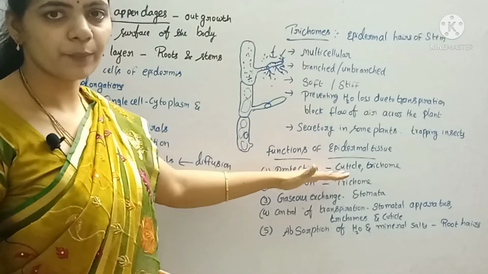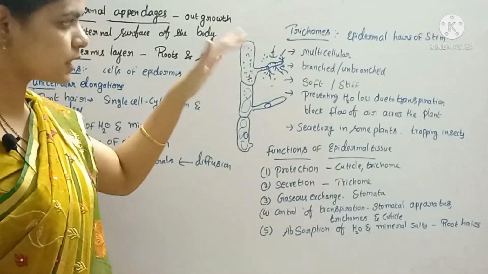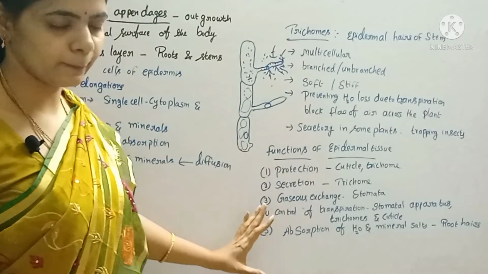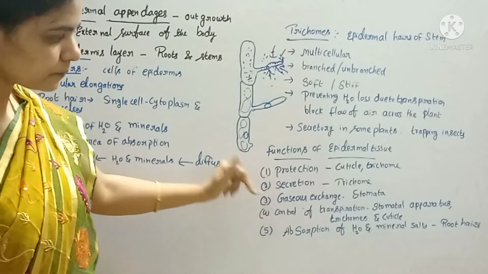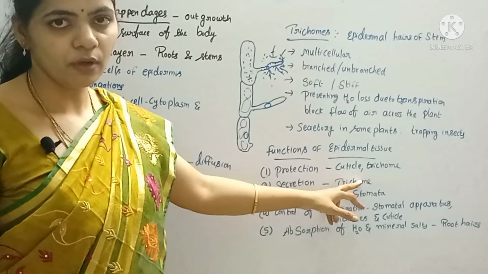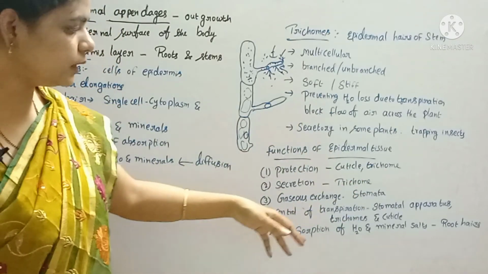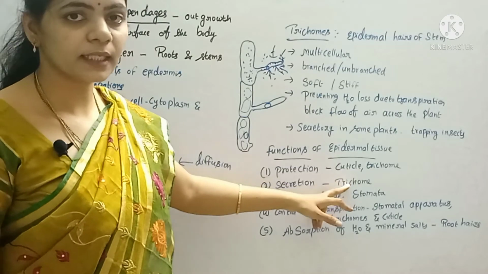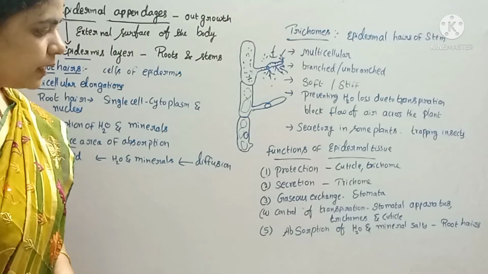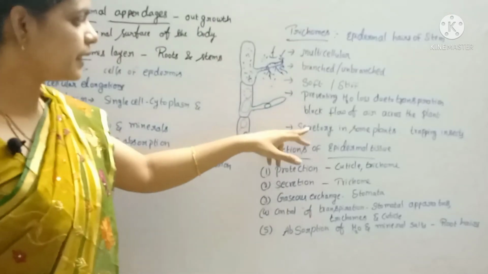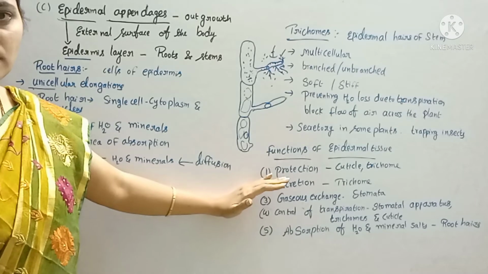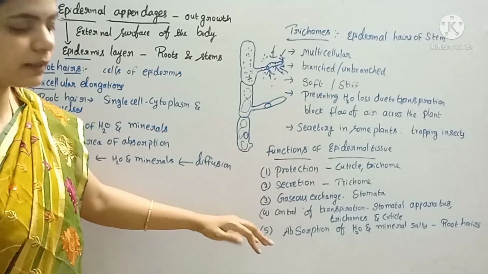And if you see the functions of the epidermal tissue, of course, till now we have studied many functions, but here we will summarize them into categories. The first one is protection. We have studied the cuticle that covers the epidermal structure and helps in preventing the loss of water, and also helps in protecting the plant body. And trichomes help in protecting the plant body and also prevent water loss. And secretory function: some insectivorous plants release sticky substances to trap insects, and finally they get nourishment.